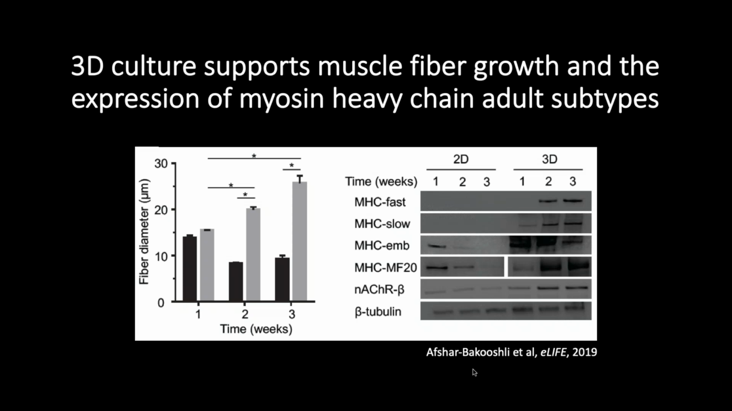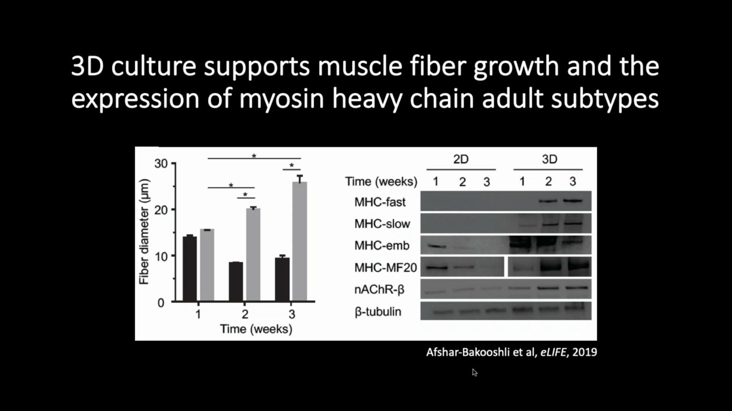And what you'll notice is that at 1 week of culture on the x-axis, the fatness of the muscle fibers looks pretty similar in 2D and 3D culture. However, already by 2 weeks, you can see that the size or the width of the fibers in 2D culture is starting to go down, whereas in 3D culture, it progressively goes up.